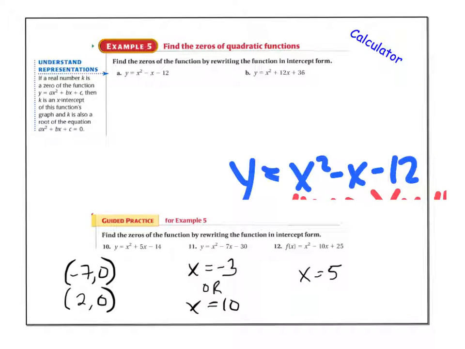And then this one was a perfect square trinomial, and you end up with one answer again. And I will show you very soon in the future what these look like graphed and why sometimes we get one answer or sometimes we get two. Think about that.